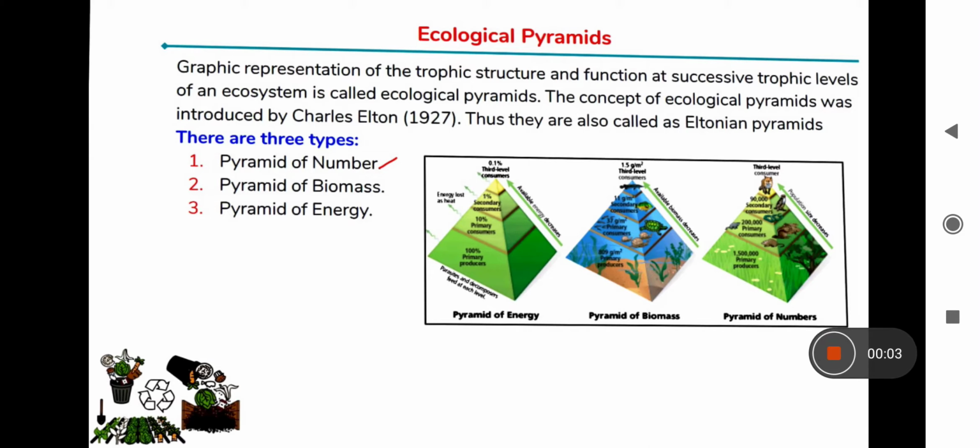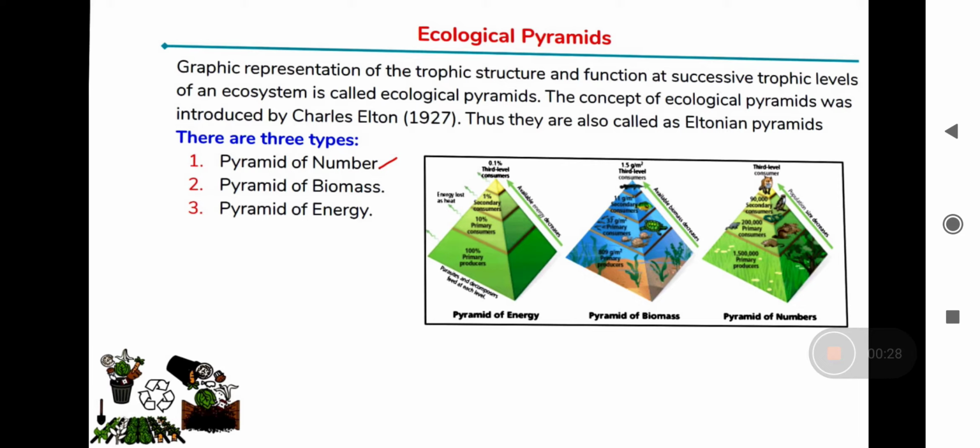So what is an ecological pyramid? Let me explain one more time. The graphical representation of the trophic level is called an ecological pyramid. So the graphical representation of the trophic structure and function at successive trophic levels is called an ecological pyramid.